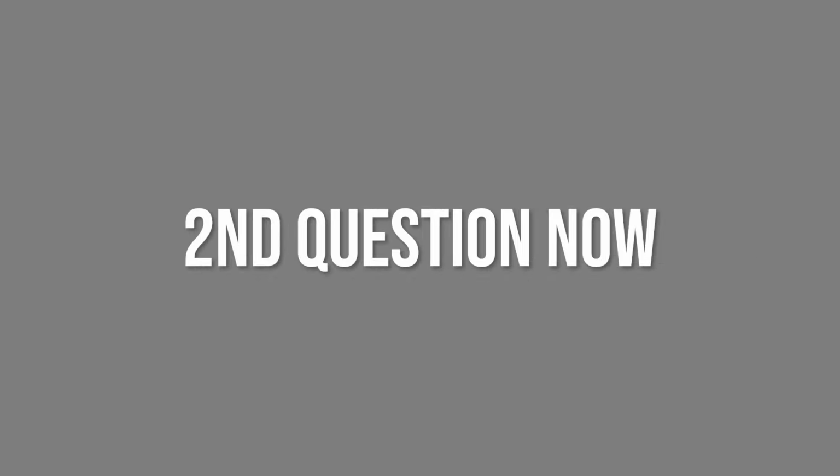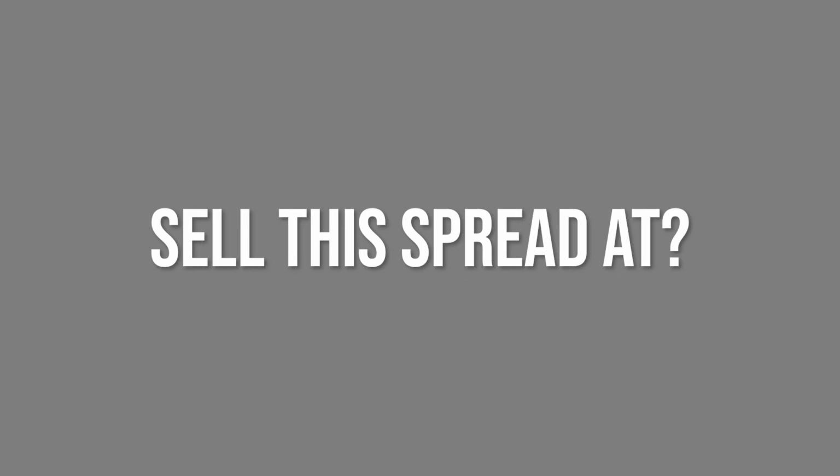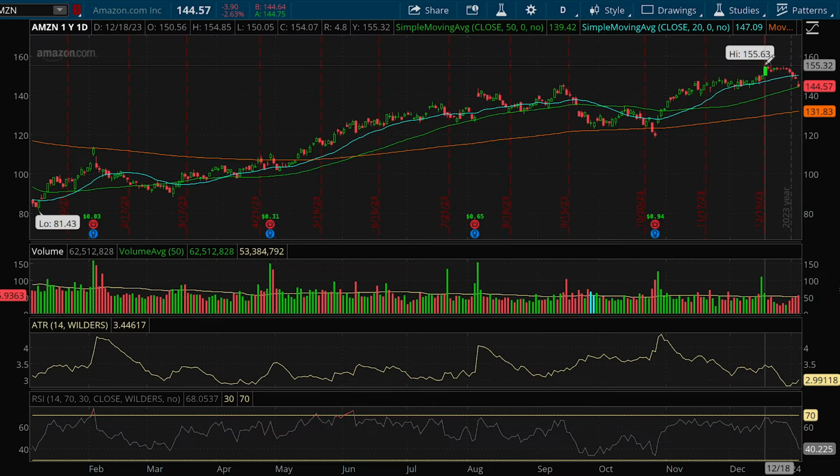Now that we've determined that, the second question comes into play. What price point are we going to sell this credit spread at? I like to trade off of price action and supports and resistances. Other people may sell off of delta, and you guys feel free to check out those videos, but that's not how I like to trade personally.